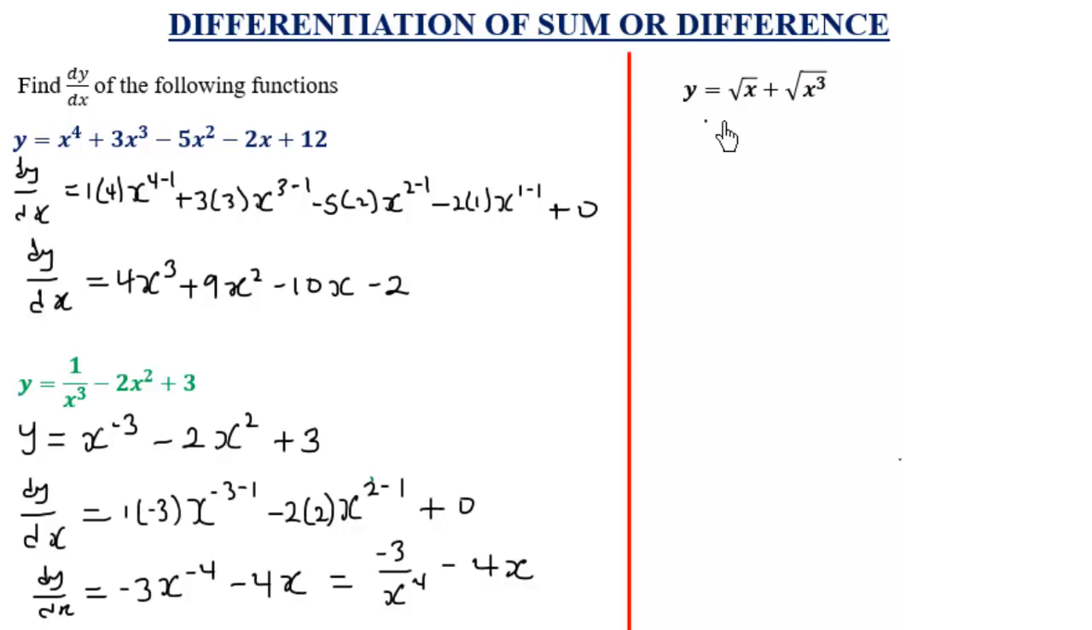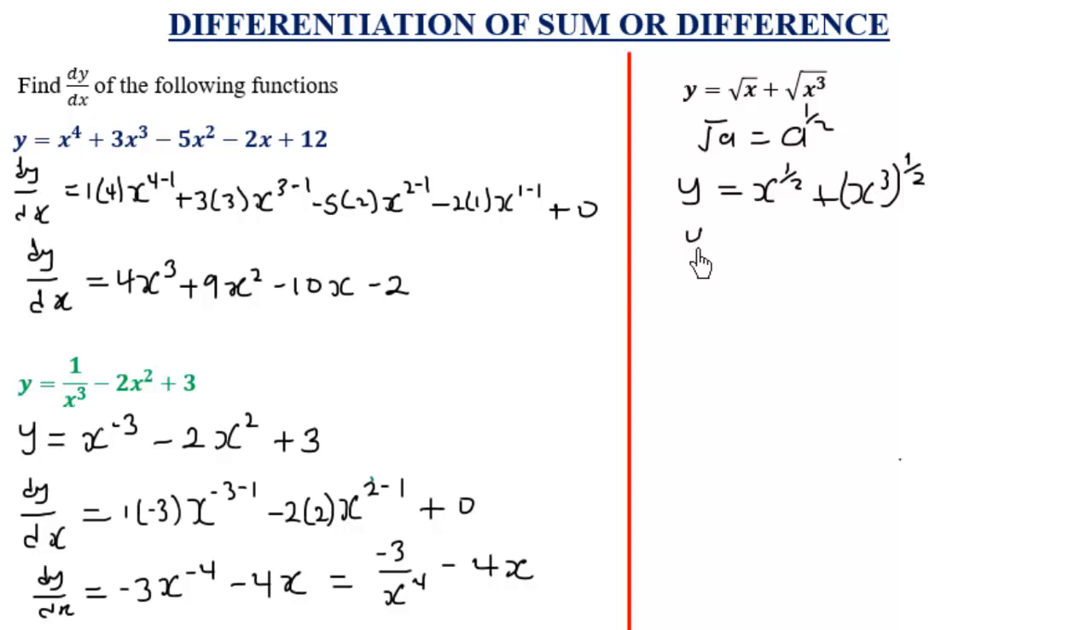So from indices, whenever you have, let's say, square root of a, this is the same as a to the power half. Okay, so let's use this idea to write the fractional index for these radical functions. So y is equal to, now square root of x is the same as x to the power half, plus, now square root of x to the power 3 also gives us x to the power 3, all to the power half, as the fractional index form.